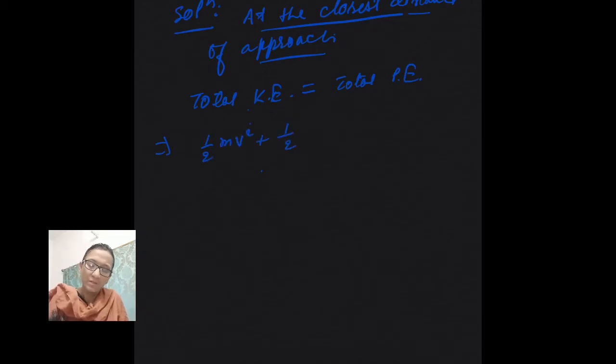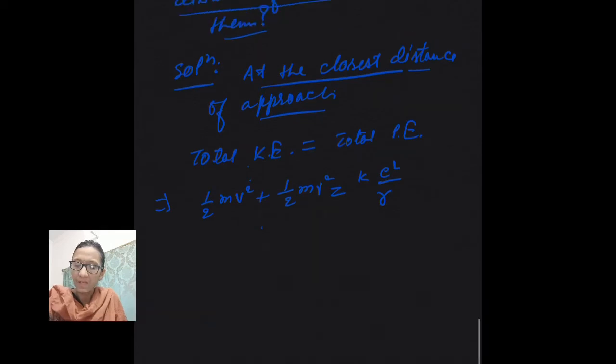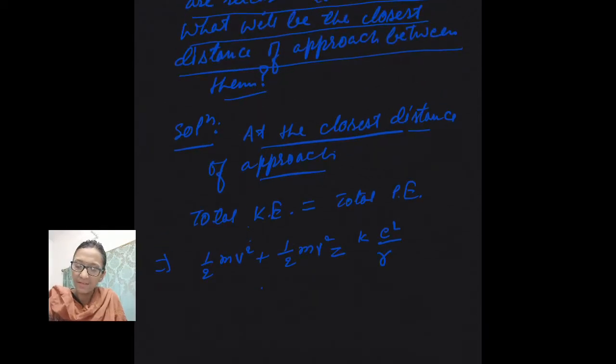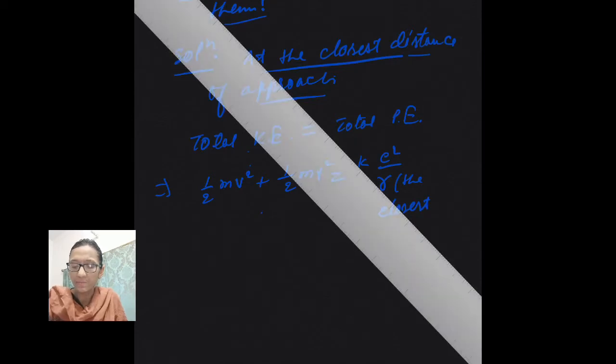Now, kinetic energy of one particle is half mv square plus kinetic energy of the second electron also is half mv square, equal to potential energy, which means k e square upon r, where r is the closest distance.